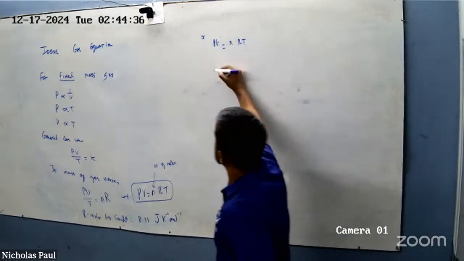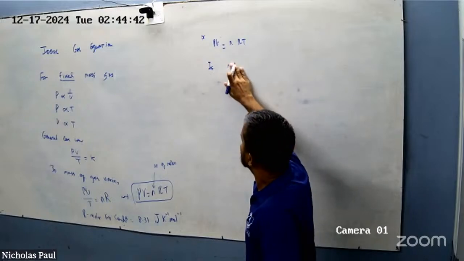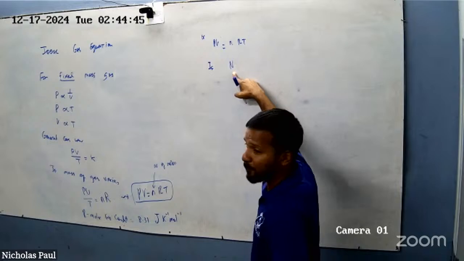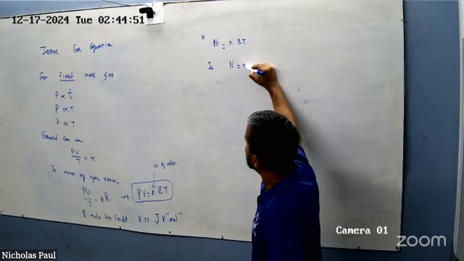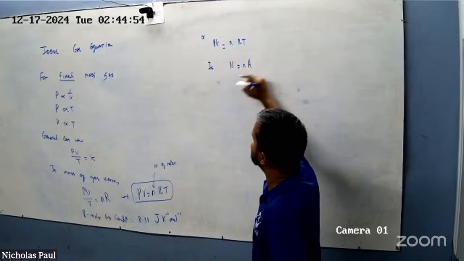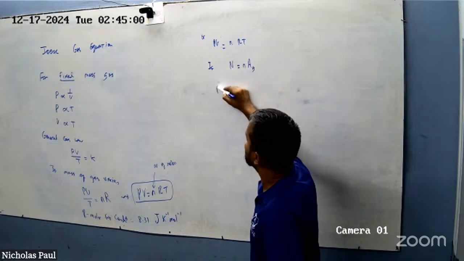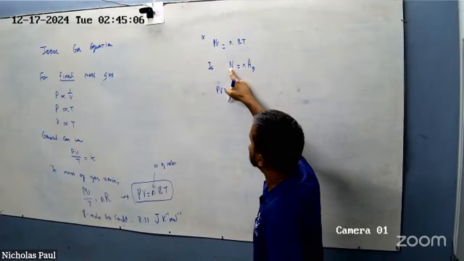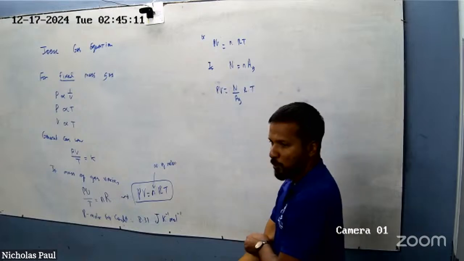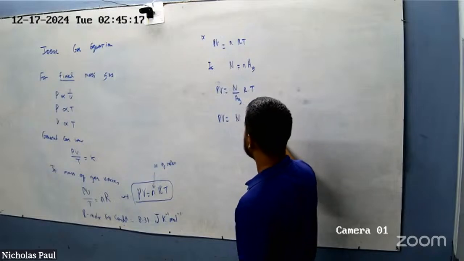So if the number of particles, capital N, is equal to the number of moles times the Avogadro constant, then PV is equal to, I replace n, capital N over the Avogadro constant times RT. Watch how the formula changes slightly. PV is equal to NR over the Avogadro constant, times T.